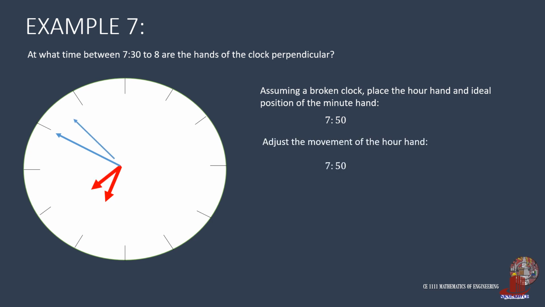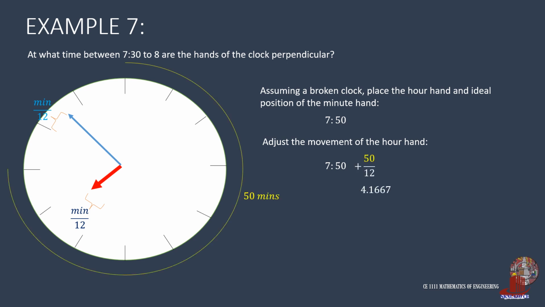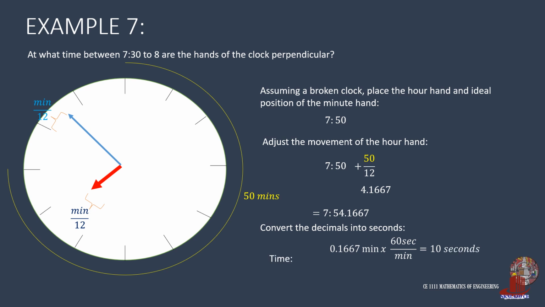Adjust the slight movement of the hour hand by taking the move of 50 minutes divided by 12, which gives 4.1667, making the time 7:54.1667. When converting the decimals to seconds, we find it equal to 10 seconds. So the final answer is 7:54:10. This clearly validates the hypothesis as the adjustment for the range became 4 minutes and 10 seconds.